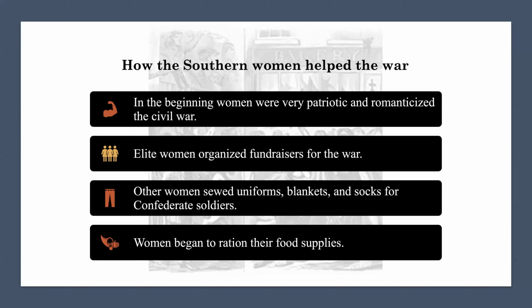Elite women especially organized fundraisers for the war to collect funds and provide as much financial support as possible to these soldiers. Other women who were not elite and could not organize such fundraisers sewed uniforms, blankets, and socks for the Confederate soldiers. And women also began to ration their food supplies because during war, supplies become very limited, and they wanted to provide as much food as possible for the men who were going to be sent out to fight the war.